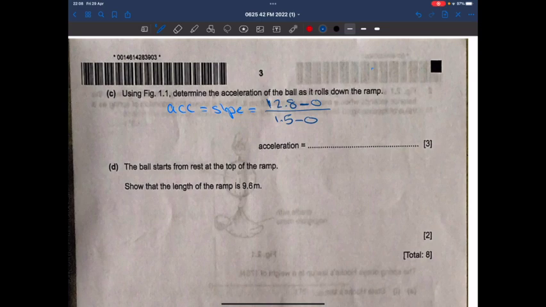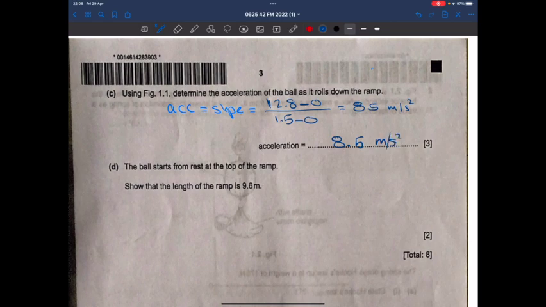If you use your calculator, that gives you 8.5 meters per second squared. So I'm going to write here 8.5 m s^-2, or meters per second squared.